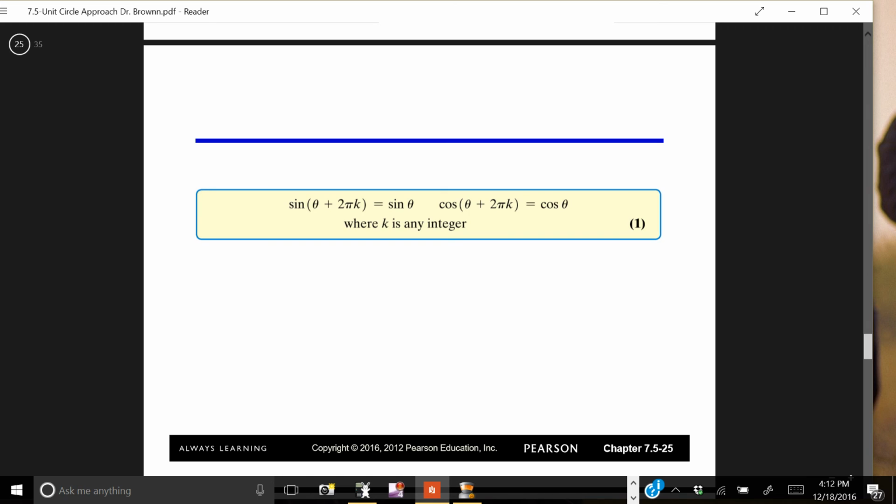So we come out with the fact that the sine of theta plus 2k pi is equal to sine of theta, and cosine of theta plus 2k pi is equal to cosine of theta, where k is any integer. So the period of the sine function and cosine function is 2 pi.